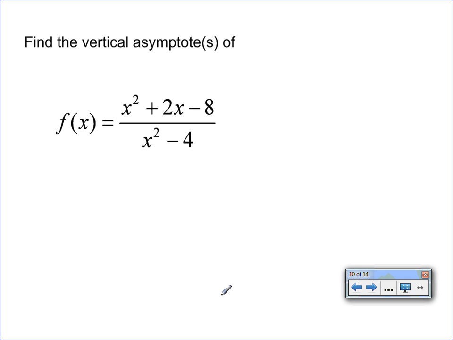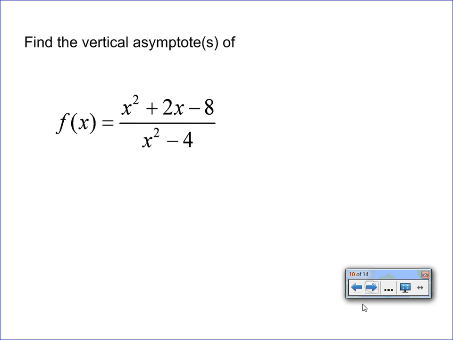Here's one for you to try. And don't wait for the answer to magically appear. It's not going to happen. Okay, it's going to be appearing tomorrow when we come to class. So try that out, find some vertical asymptotes of that thing, and we'll talk about it tomorrow.